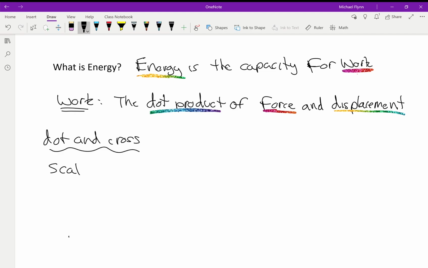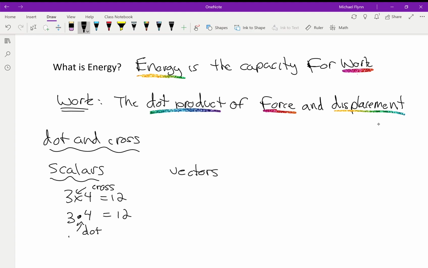In order to explain it, I'm first going to explain it with scalars. Scalars are just numbers like 3, 4, 5, 6, with no direction. So you're familiar with 3 times 4. Here I'm using what's called the cross notation of a product. So 3 cross 4 is 12. Now, 3 dot 4 is also 12. So another way of writing a product is to write a dot. So there's dot and there's cross. The thing with scalars is that cross and dot mean exactly the same thing. But with vectors, they're not the same.